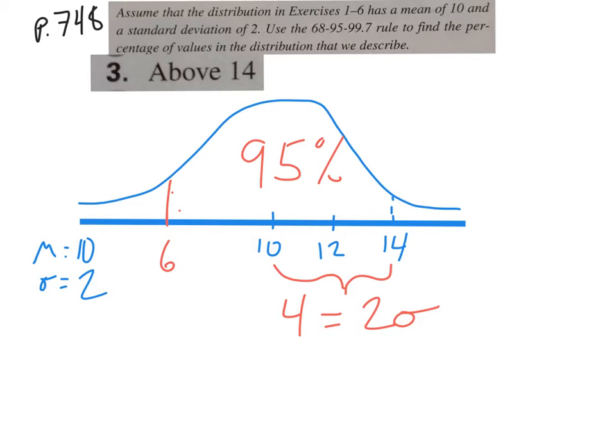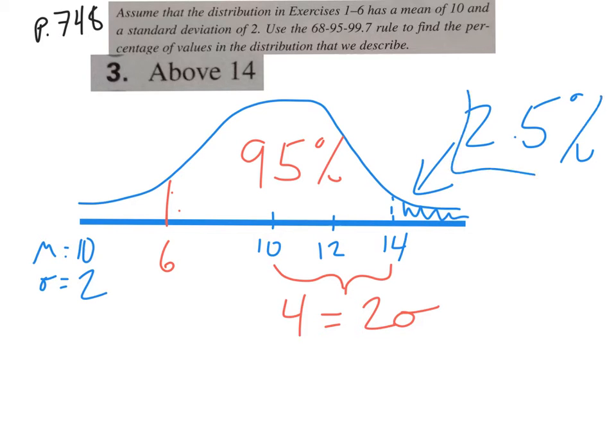Don't forget though, we're after the percent of values above 14, right? So how can we figure that out? Well, if I know that 95% are in the middle, that means there's only 5% left, and it's split amongst these tails, 5% here and here. It should be symmetric, so this piece here is 1/2 of 5%, which is 2.5%. And there you go.